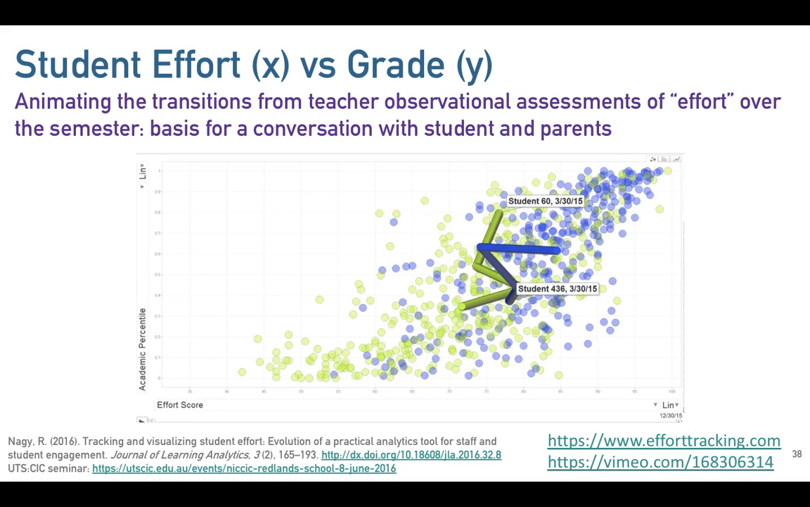you can see they might be immediately putting more effort in, so they're going to the right. Their grades might not be going up, they might be going down for a while, and then they might change direction. But as soon as a student starts putting more effort in, they can immediately see the results, even if the grades are not necessarily following. But this is the basis for a conversation with the student and their parent now. So we're going way beyond purely academic performance, and we're talking about the student's engagement with their learning.